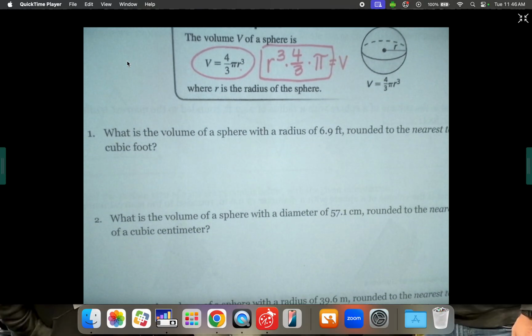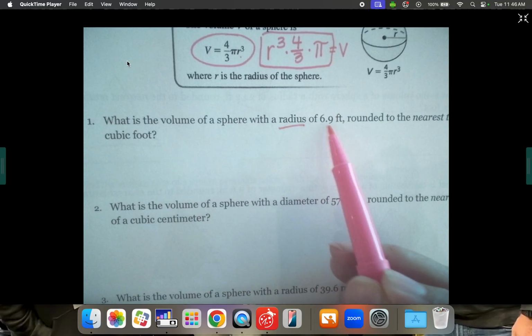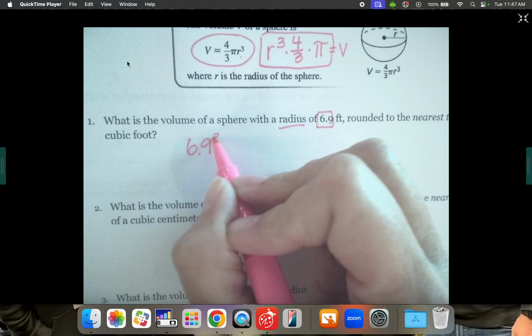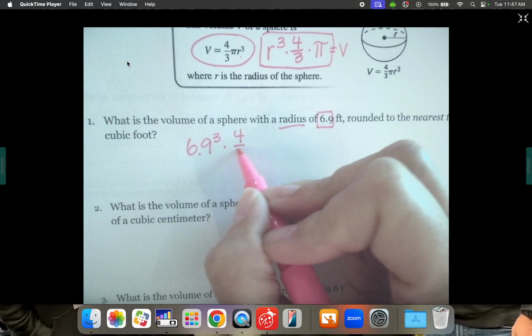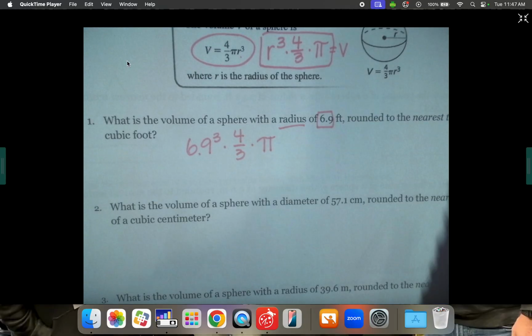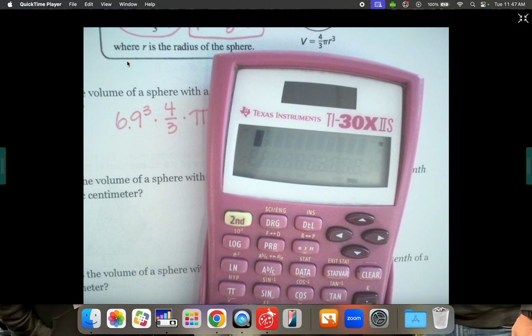Okay, so here we go. Let's just jump right in. What is the volume of a sphere with a radius of 6.9 feet? So we're going to take 6.9 and we're going to cube it. We're going to multiply that by 4/3 and we're going to multiply that by pi. And that's all we're going to do. So you need your calculator for this lesson.